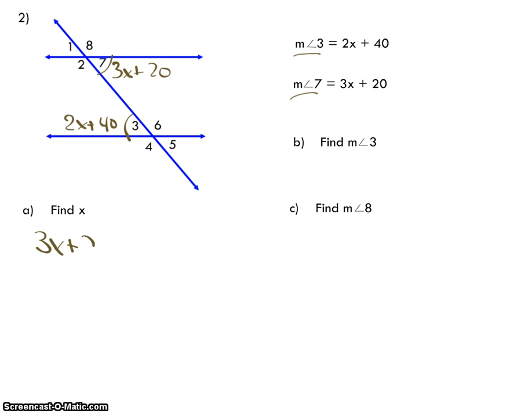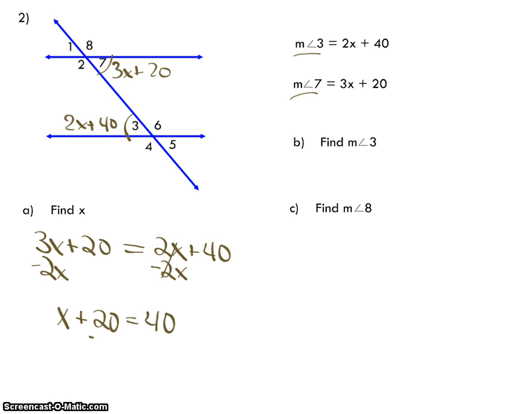So 3x plus 20 is the same as 2x plus 40. All right, we just do a little bit of algebra. This time I can take away the smaller one. 2x and 2x on both sides take away, and we get just 1x over here, just plain old x, plus 20 equals 40. And then take away 20. This is a pretty short algebra problem. X equals 20.